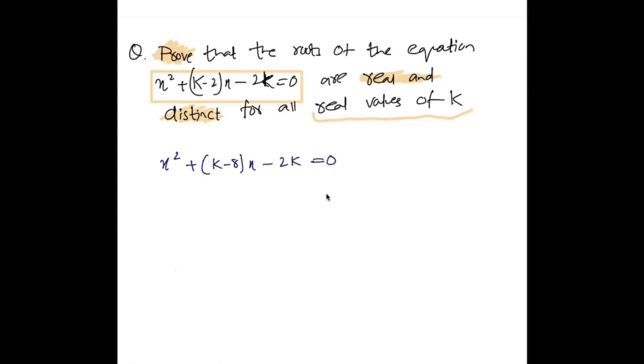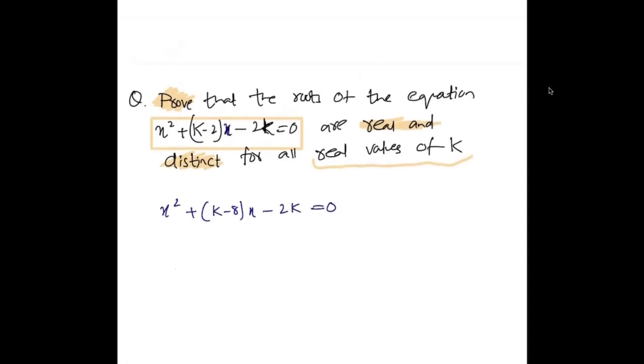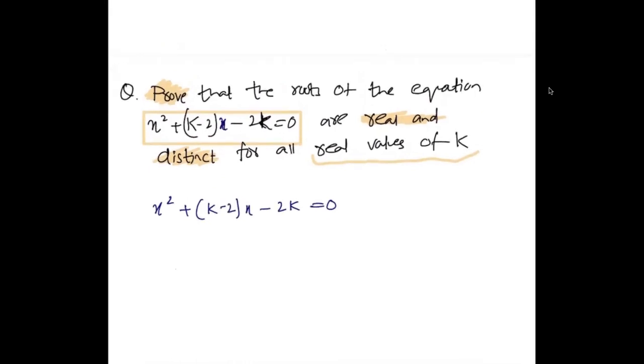Can you guys tell me what is going to be the discriminant expression? What is going to be the discriminant of this equation? Sir, wait, you wrote in the question x squared plus k minus 2, not k minus 8. Yeah, this is k minus 2 times x. Yes, but you're solving x squared plus k minus 8. Yeah, that's my fault. Okay, now fine.